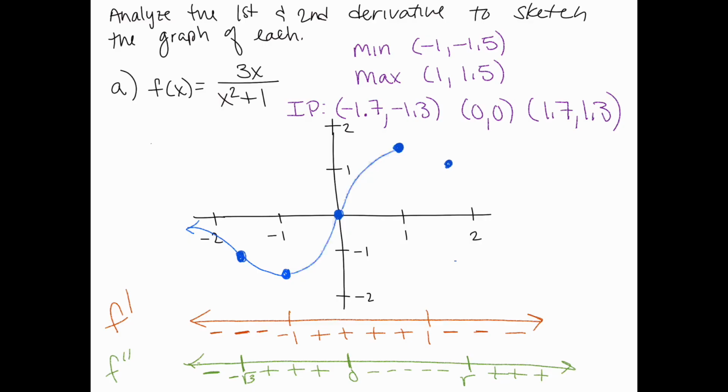So increasing, concave down. Now I'm at x equal 1. At x equal 1, it's still concave down, but now it's going to be decreasing. So decreasing, concave down. And then when you get to x equal root 3, that's your last inflection point, it's going to flip to concave up. So decreasing and concave up. And so there's my final answer. That's a really nice graph that shows all of the important features of this particular function.